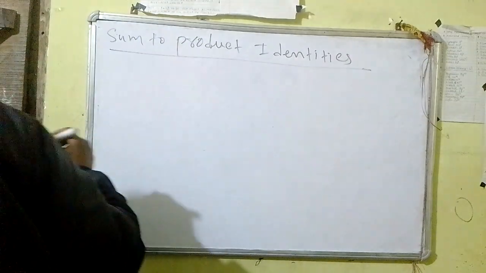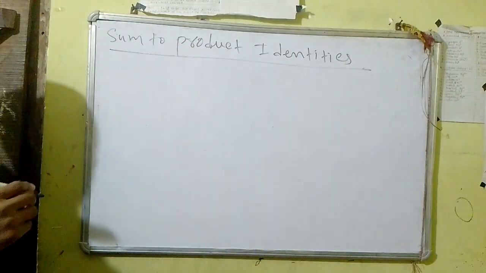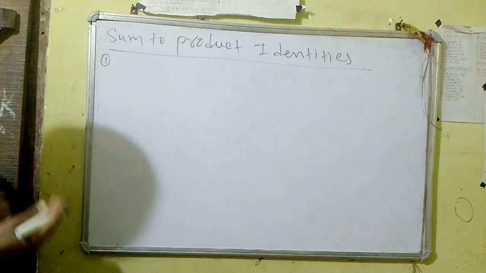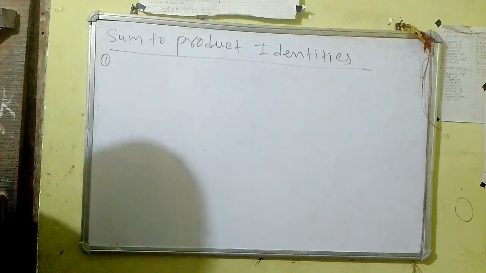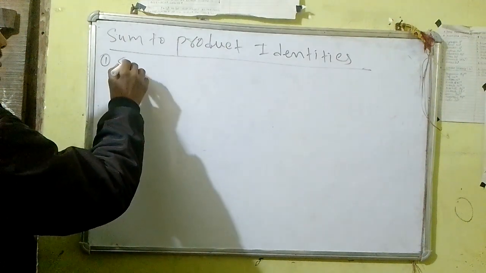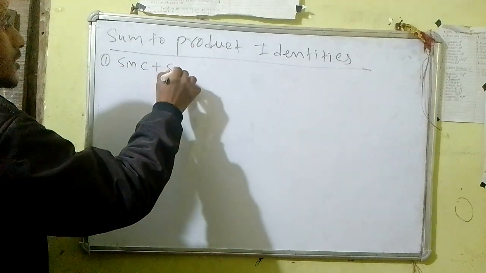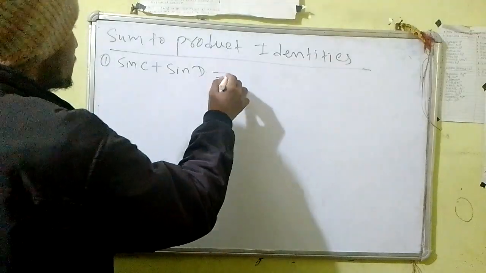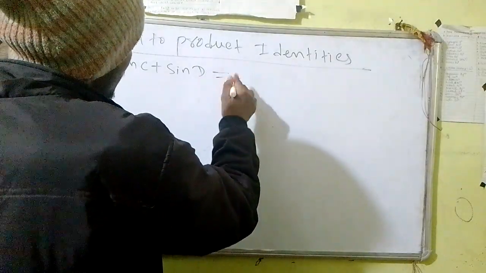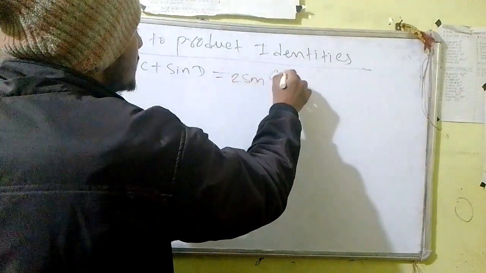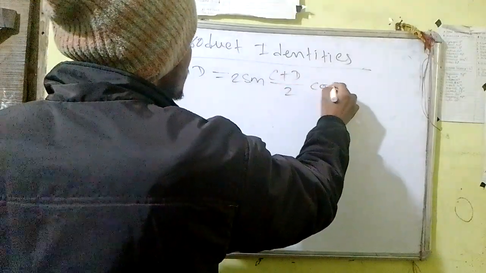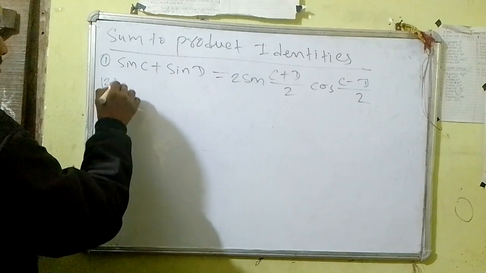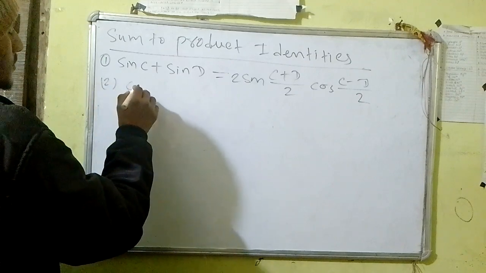First I'm going to write the sum to product identities, then we'll talk about the derivation or the proof of them. So the identities that we have: sine C plus sine D is equal to 2 sine of C plus D over 2 times cosine of C minus D over 2.